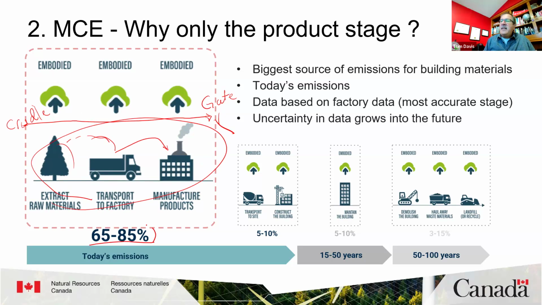And why are we focusing on that in the MCE squared? 65 to 85% of all of the material emissions happen in this stage. The remaining percentages are made up during the construction phases, the operation and maintenance of the building, which can be over the lifespan of 15 to 50 years. And then at the end of life cycle, another 3 to 15% carbon emissions are caused by recycling and reusing building components. Still a good idea though.